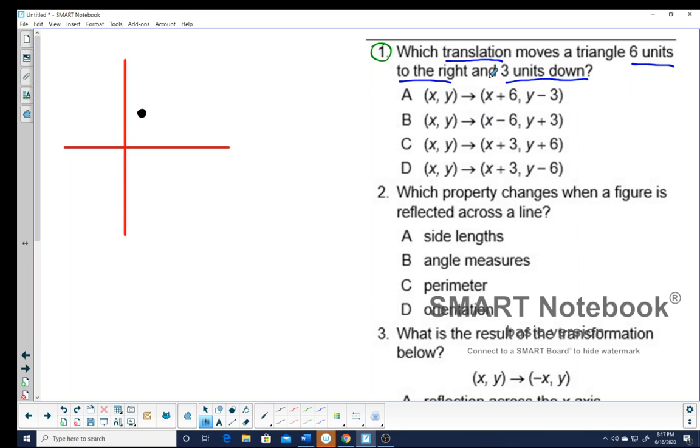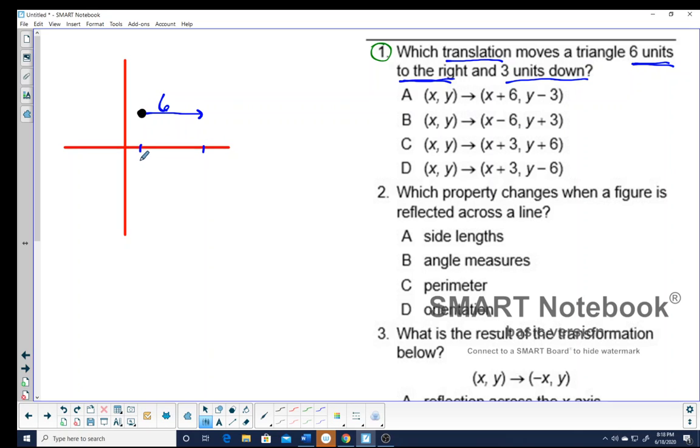On a question like this, if you're not sure what happens with the translation, just choose a point. Like, what if you mark this point right here? And if you think about moving that point 6 units to the right, that means that point would go this direction 6 units. As you go from this point to this point, what's happening to the coordinates of this point? If you go 6 to the right, didn't it move 6 to the right on the x-axis?